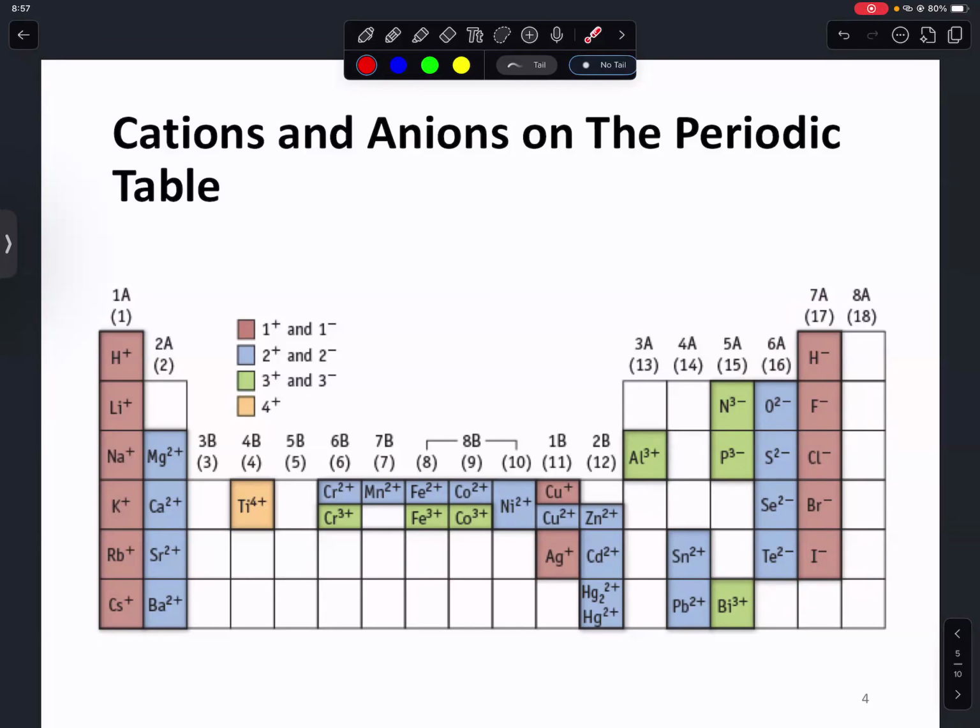So to summarize, we have to the very far left and to the middle our metals, and these tend to lose electrons and form cations. To the very far right, we have our nonmetals that tend to gain electrons and form anions.